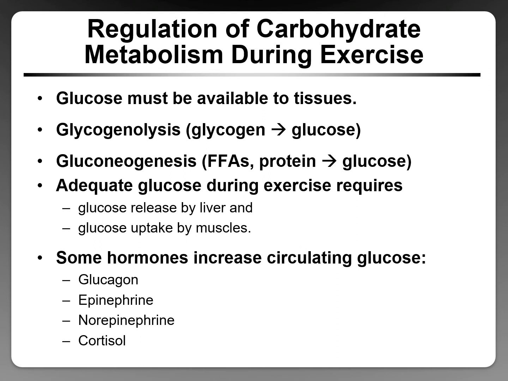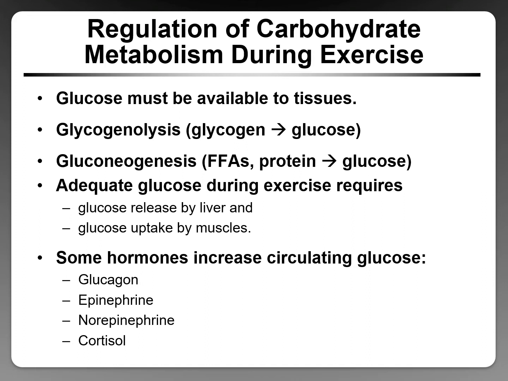Next, let's look at the regulation of carbohydrate metabolism during exercise. So we know from our previous discussions that glucose must be available to our tissues, whether it is in an anaerobic or an aerobic type of activity. To do this, we need to convert glycogen to glucose through glycogenolysis, or we need to use the circulating blood sugars in our body. We can also produce new sugars, called gluconeogenesis, through free fatty acids or proteins, converting them to glucose. Having adequate glucose during exercise is going to require glucose to be released from the liver and glucose uptake by the muscles.